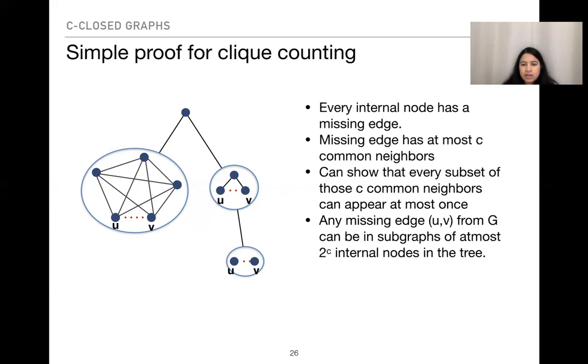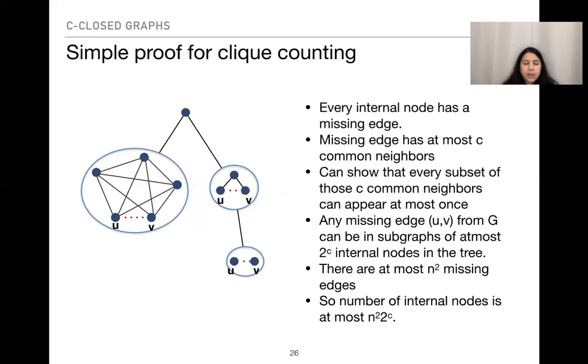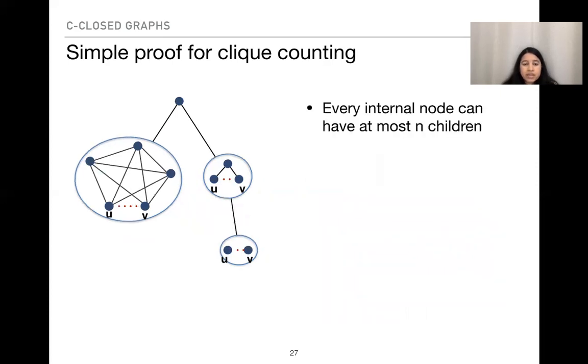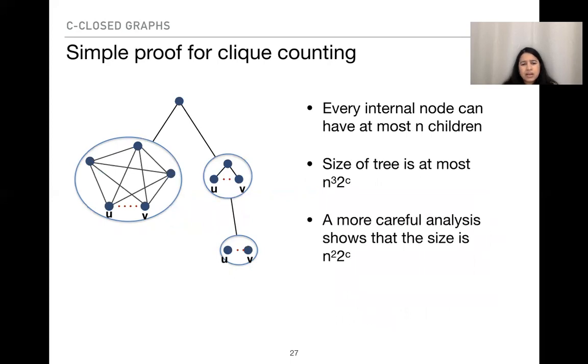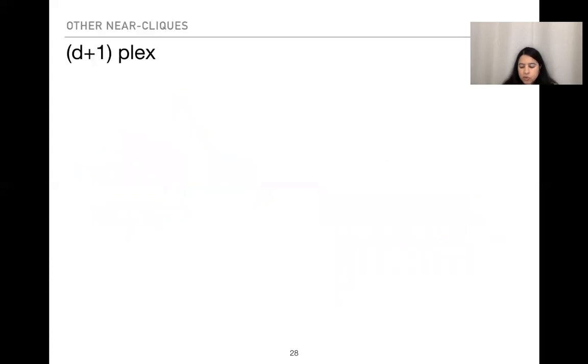Given that there are at most n squared missing edges, the number of internal nodes must be at most n squared times 2 to the C. Since every internal node can have at most n children, the size of the tree is at most n cubed times 2 to the C. If you are a little more careful with the analysis, we can show that the size of the tree would actually be n squared times 2 to the C. Okay, so that was for cliques.